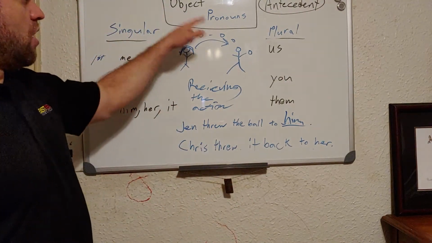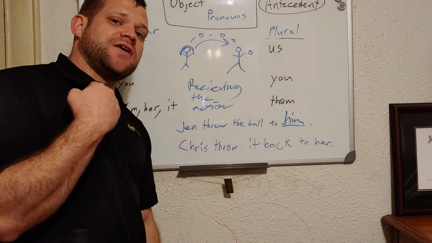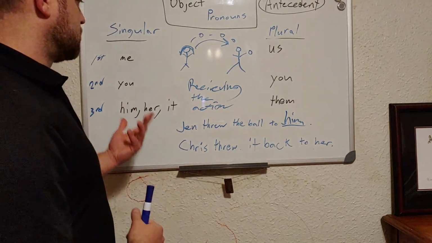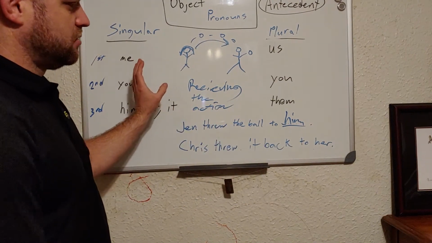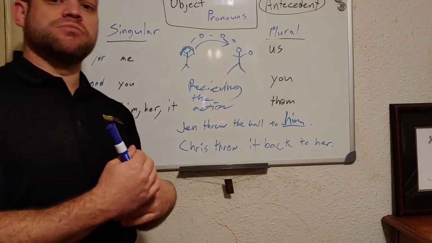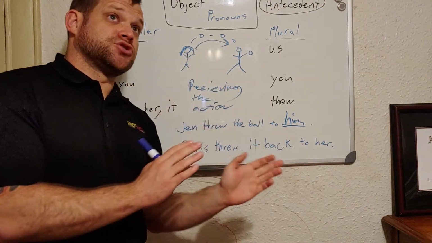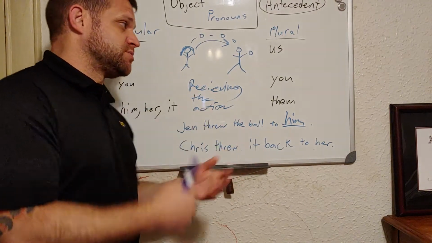Okay? So object pronouns are just a way that you can, when you're talking, so you have the subject, the action, and then the object. The object is like either the person or the thing that the subject talks about.